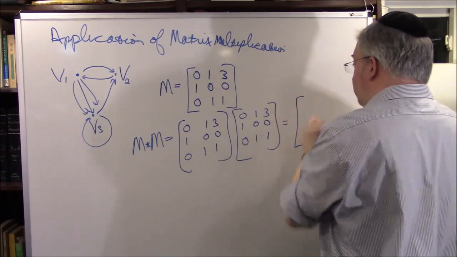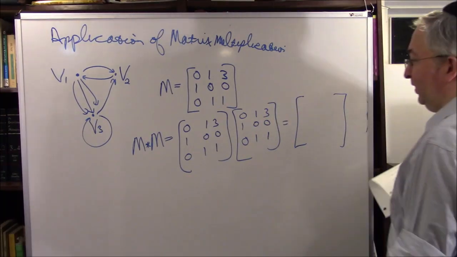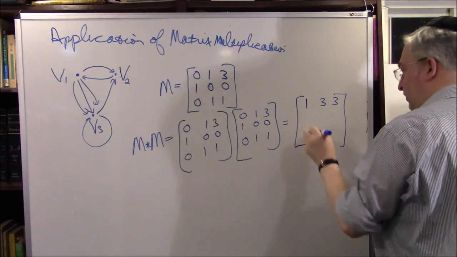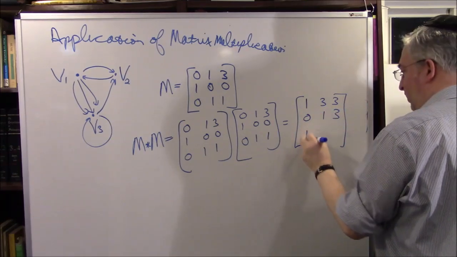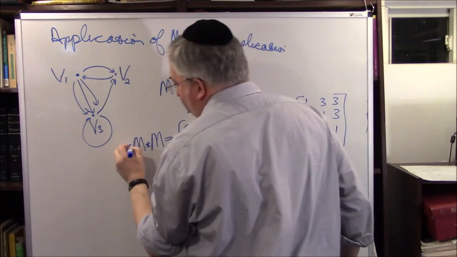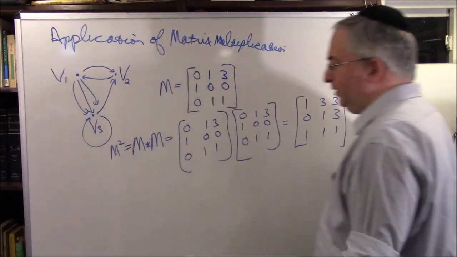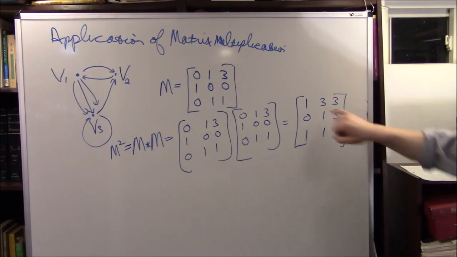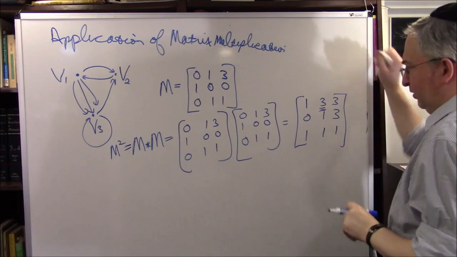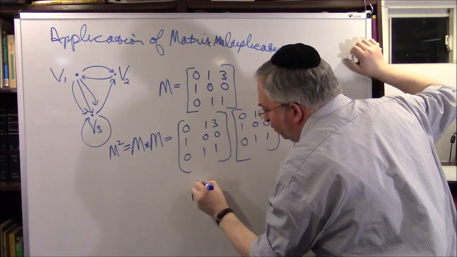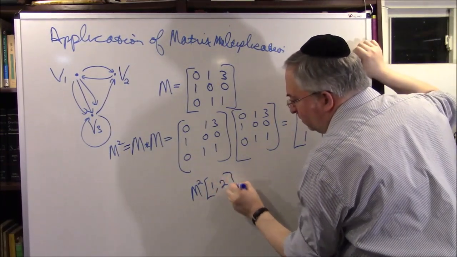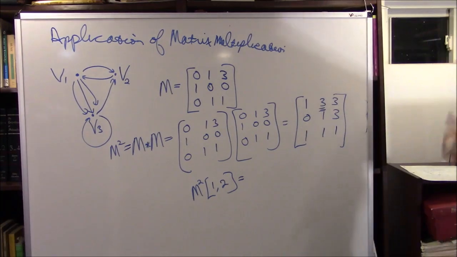And that does equal the following: 1, 3, 3; 0, 1, 3; 1, 1, 1. Let's call this matrix M squared. But I would like to go through this number. Why is that a 3? Let's go through it. M squared, this is the first row, second column, so this is 1, 2.